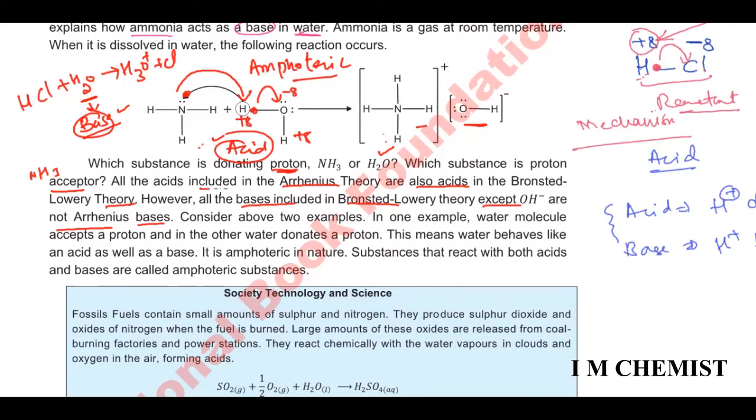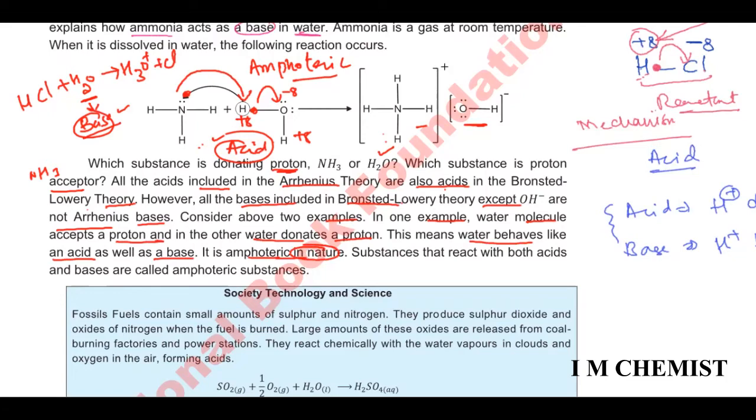यहाँ पे लिखा हुआ है कि all the acids included in Arrhenius theory are also acids in Bronsted theory. Arrhenius concept के मुताबिक जो acids थे exactly वही चीज यहाँ पे acid है. लेकिन in case of bases क्या होता है? However, all the bases included in Bronsted-Lowry theory except hydroxide ion are not Arrhenius bases. Consider two examples. In one example, a water molecule accepts a proton and another water donates a proton. This means water behaves as an acid as well as a base. It is amphoteric in nature. So underline this in your book that water is an amphoteric substance.